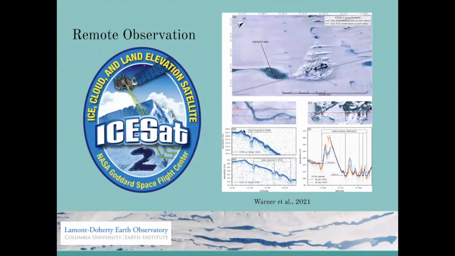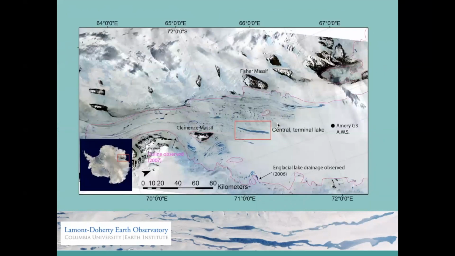And even more recently, we have some really amazing altimetry results from projects such as ICESat-2, which has been able to measure, possibly for the first time, the flexure around a rapid draining lake. And this is the work of Warner et al. in 2021.